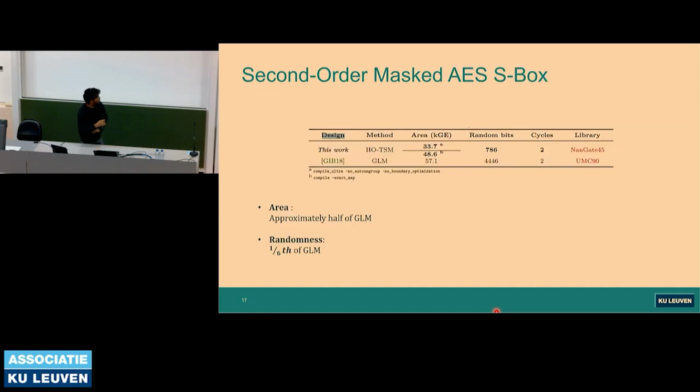Now, there aren't many low latency AES S-boxes. The only one that I could find is from GLM, and it has 2 cycles latency, because there has not been much research on this. So the area is approximately half, depending on what compiler option I use. And then the randomness is 1/6 of it.